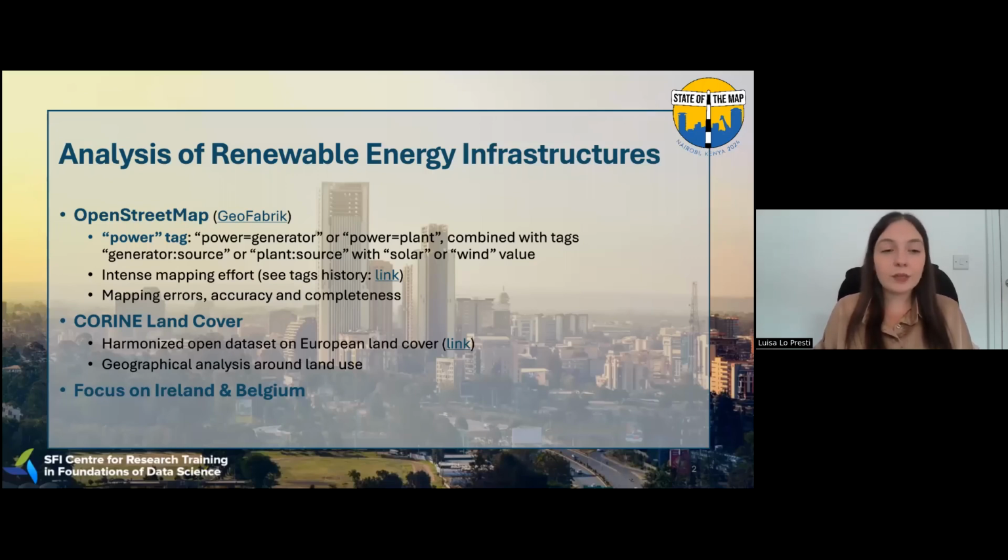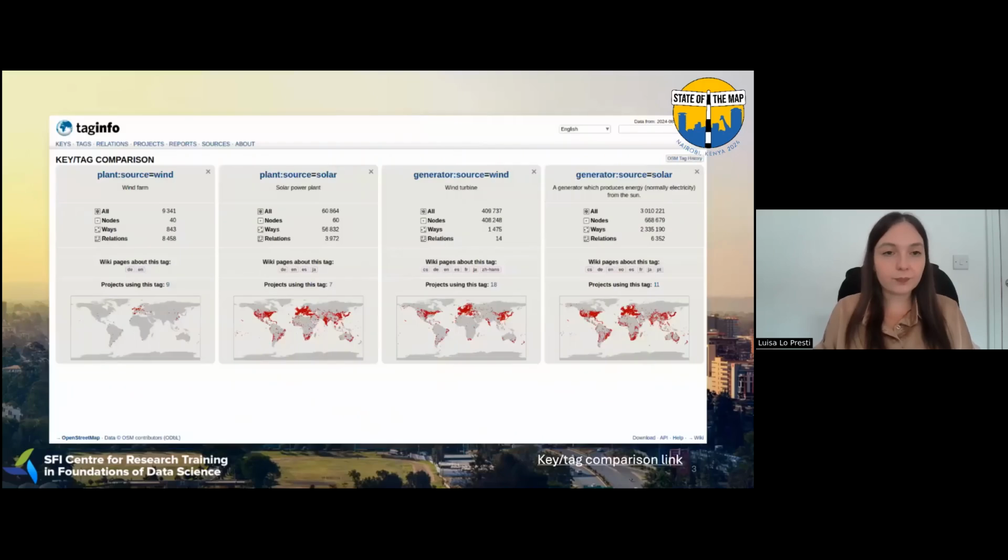Our main goal here is to understand what are the most common mapping errors concerning both geometries and tags, and study accuracy and completeness of OpenStreetMap representation of wind and solar farms. On a second moment, we would also like to integrate CORINE Land cover dataset to study the geographical distribution of these sites across different land types and evaluate potential implications. As case studies, we will focus on Ireland and Belgium.